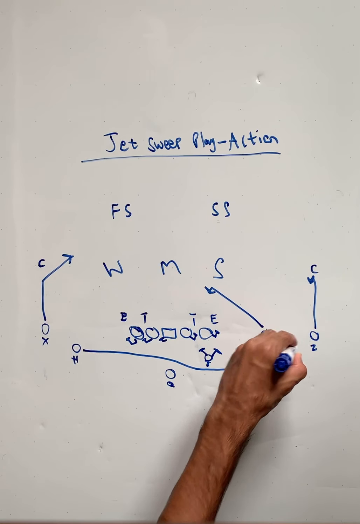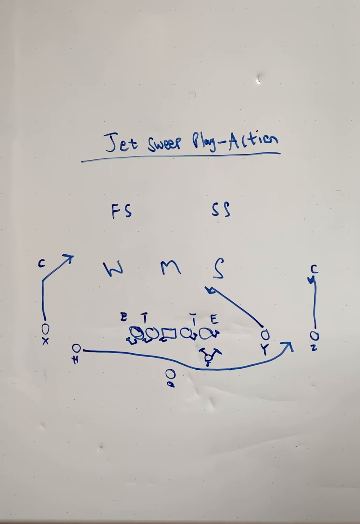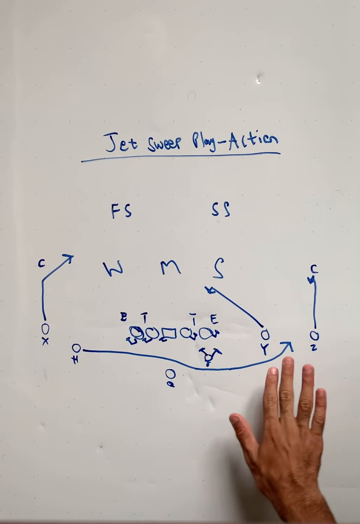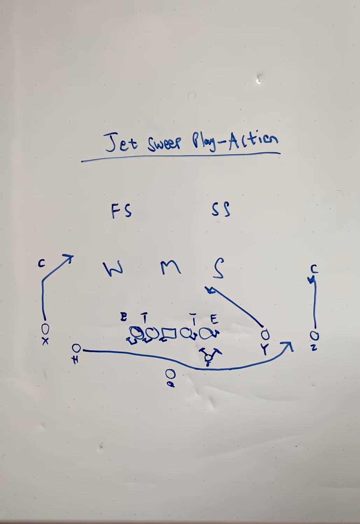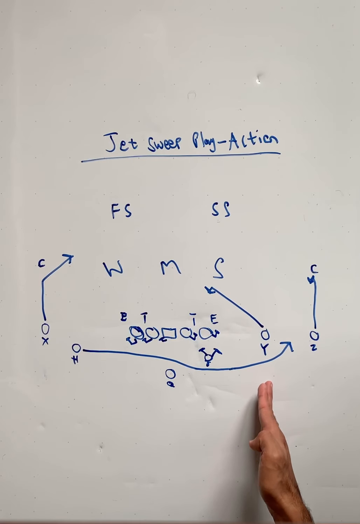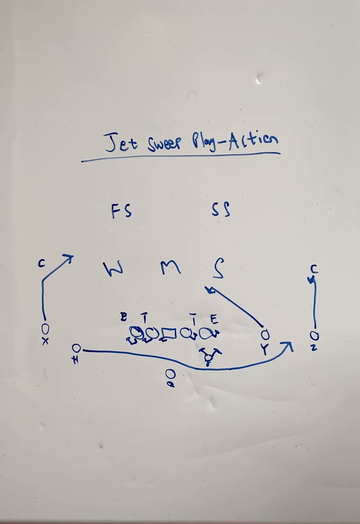And to display action, he's going to release, right? His release is basically going to be a flat. He's going to go to the flat. It's going to kind of be like a bubble. And yeah, that's going to be a flat route. And so we have our curl by the Z, our flat route by the H coming across on the jet sweep motion. We have our Y from the slot running a spot route, and then our X running a backside post.